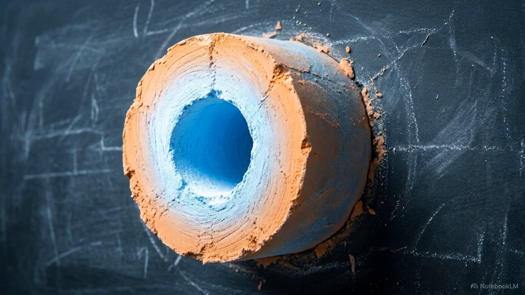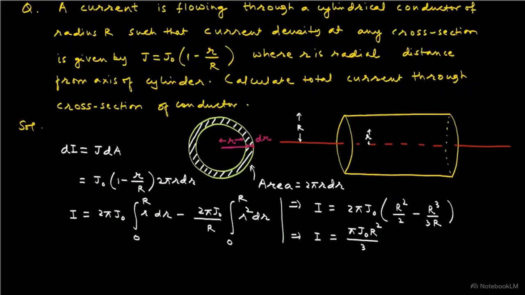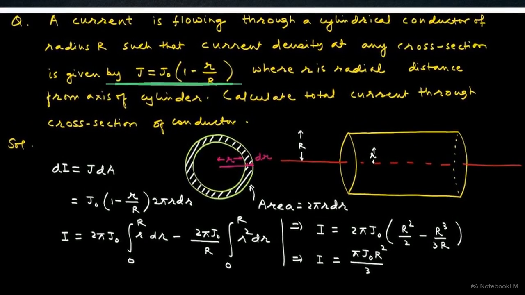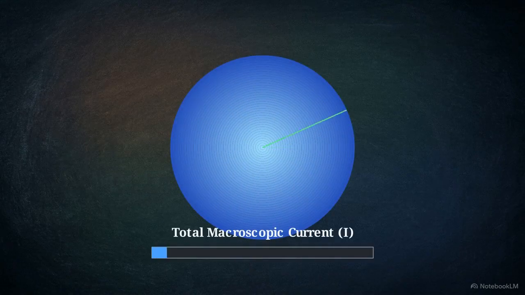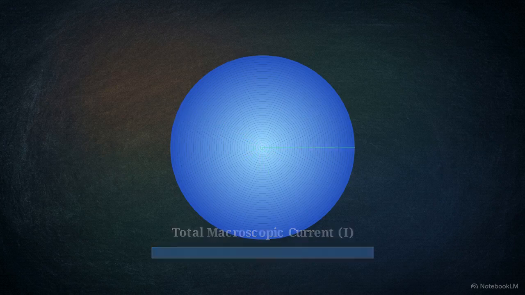Now that we have the geometric rules, let's apply this to a concrete physics problem involving severe non-uniform flow. This document lays out the parameters: a cylindrical conductor with total radius capital R. Inside, flow is densest at the center and linearly drops off outward. That non-uniformity is described by the equation J equals J naught times 1 minus lowercase r over capital R. Our mission is to integrate this localized density across the entire circular cross-section to find the total macroscopic current.